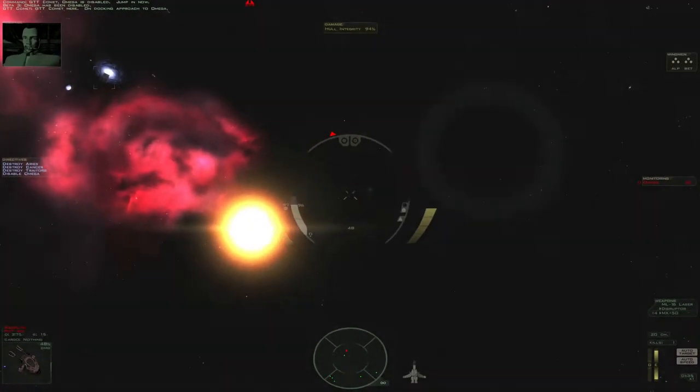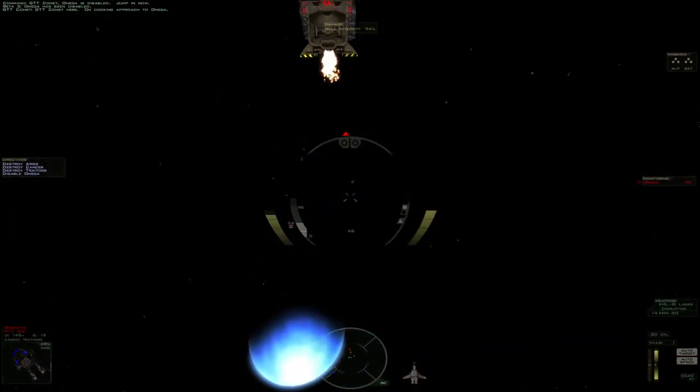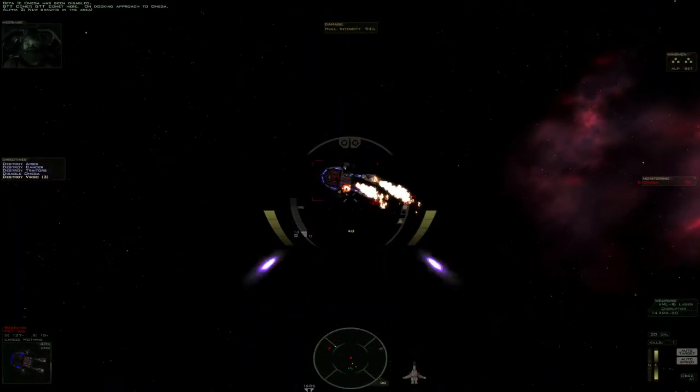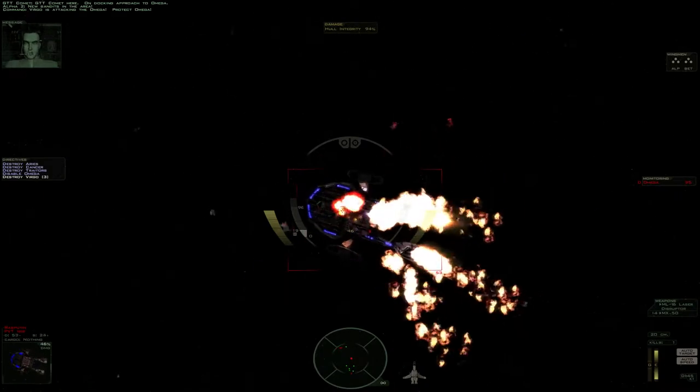GTT Comet here, on docking approach to Omega. New bandits in the area! Virgo is attacking the Omega. Protect Omega!